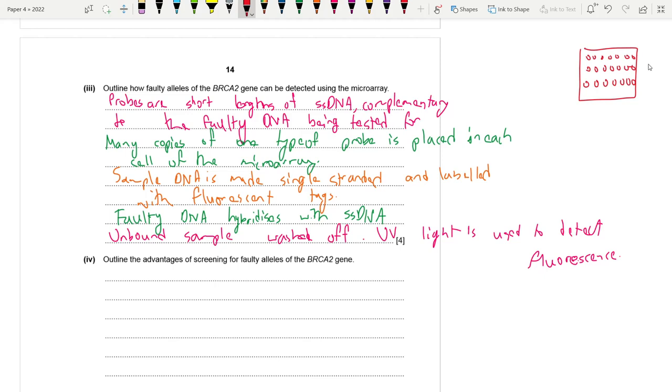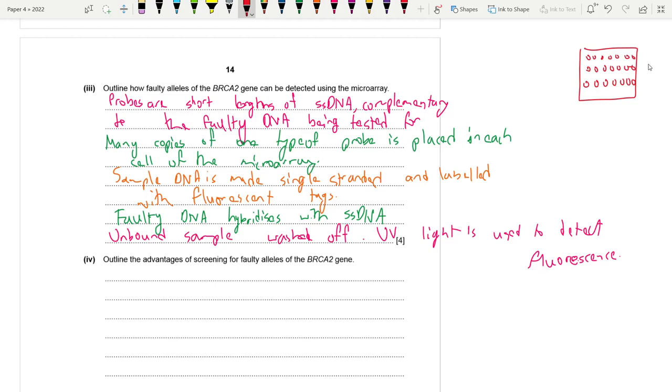And then we tag the cDNA with fluorescent markers. Then we allow the cDNA to hybridize with the probes on the microarray. If they hybridize, they'll stay. If they don't, we wash off the extra ones, right? And then we view it under UV light to see if fluorescence occurs. The greater the fluorescence, the more the expression of the gene. So how to answer this? There are multiple variations of this question.